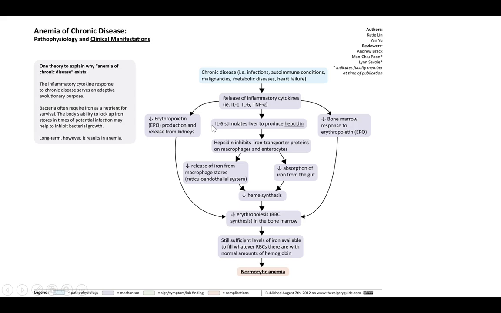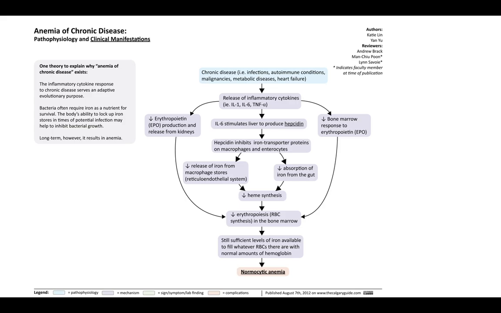Interleukin 6 stimulates the liver to produce hepcidin, and hepcidin inhibits iron transporter proteins on macrophages, so there is decreased release of iron from macrophage stores and decreased absorption of iron from the gut. As a result, heme synthesis, or hemoglobin synthesis, or erythropoiesis is decreased. However, despite all this, there is a sufficient amount of iron in the body, but the iron is not utilized.